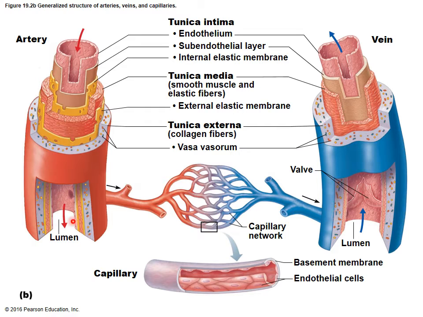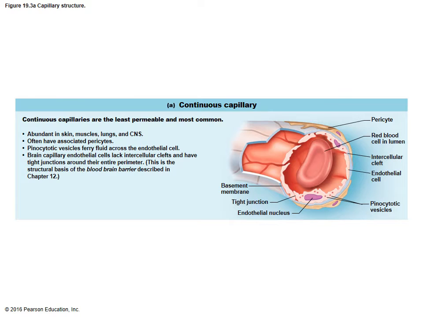In the lumen of arteries, there are no valves. In the lumen of veins, there are valves. We talked about how these are semilunar valves, similar to the semilunar valves of the heart. What were those valves? They were the aortic and pulmonary valves.